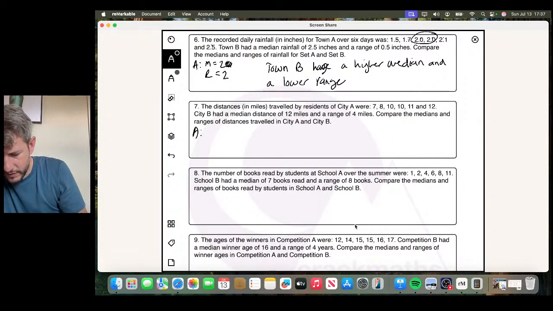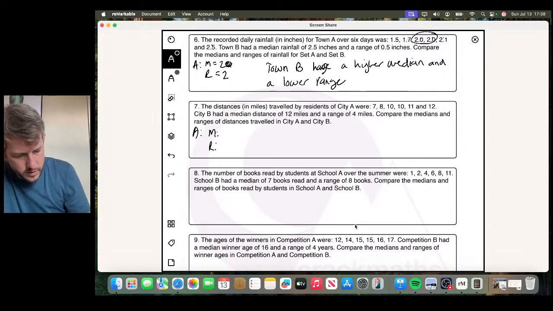So, for A, we've got their M and we've got their R. So their median is 10 and 10 in the middle, so the median is 10. The range is 12 to 7, so that's 5. Okay. So, City B has a higher median and lower range.